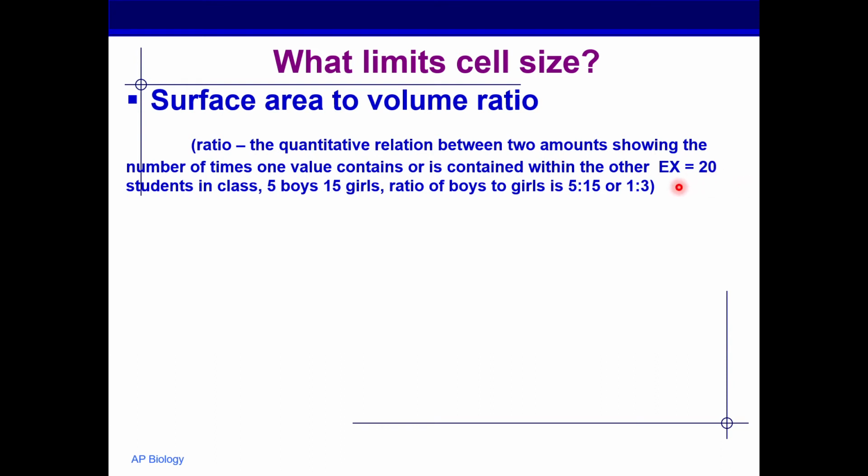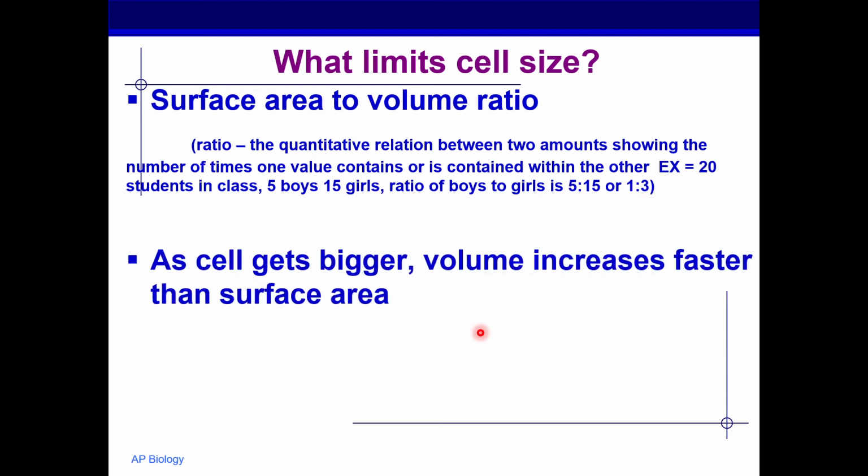So for example here, if I've got 20 students in the class, the ratio of boys to girls is 5 to 15, 5 boys to 15 girls, but you can also simplify that. So 5 divided by 5 gives me 1, 15 divided by 5 gives me 3. So 5 to 15, this is the same ratio as 1 to 3. So in this class of 20, I have 1 boy for every 3 girls.